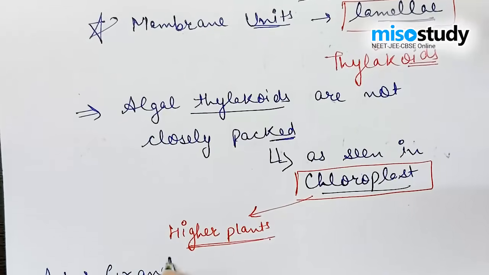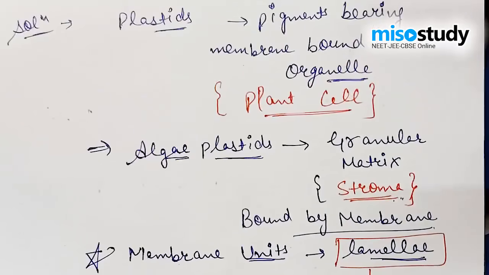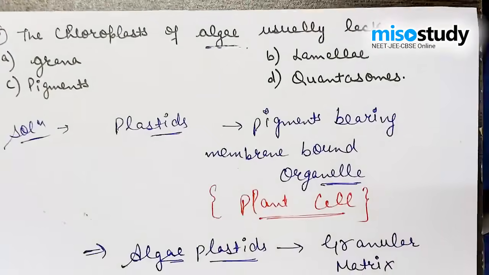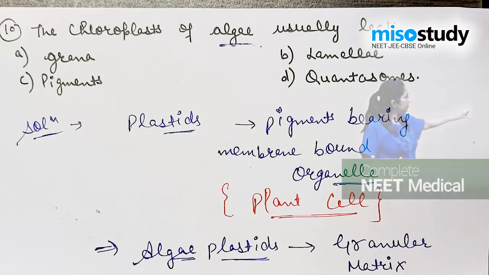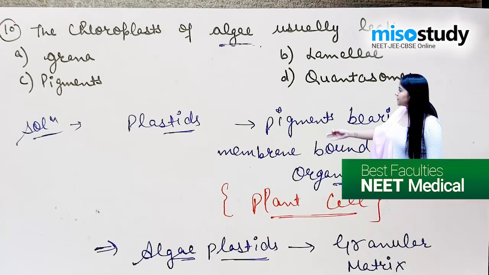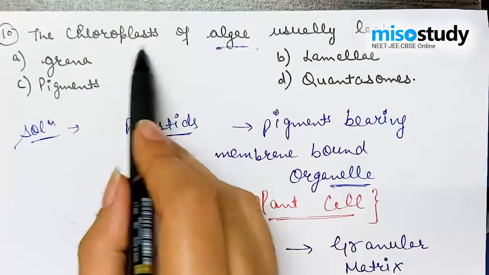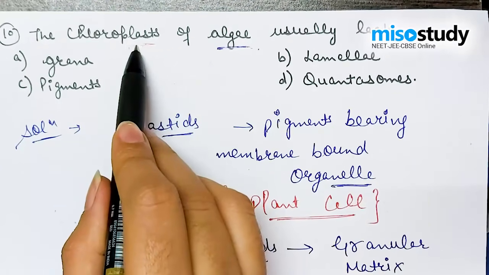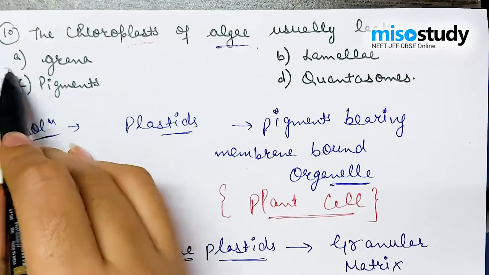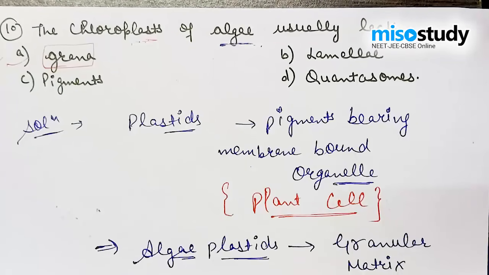or granum. So after discussing the chloroplast of algae, as we discussed the chloroplast of higher plants as well, what is the difference between the chloroplast of higher plants and the algae? It is the compactness between the thylakoids. So the chloroplast is the same as in higher plants, but generally differentiated on the basis of packing level. So the right answer for the question is option A, that is grana.